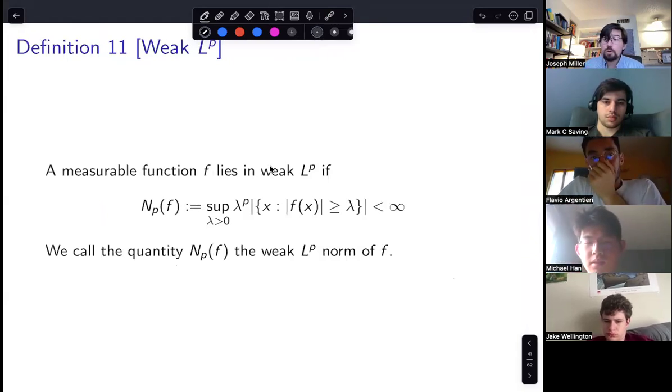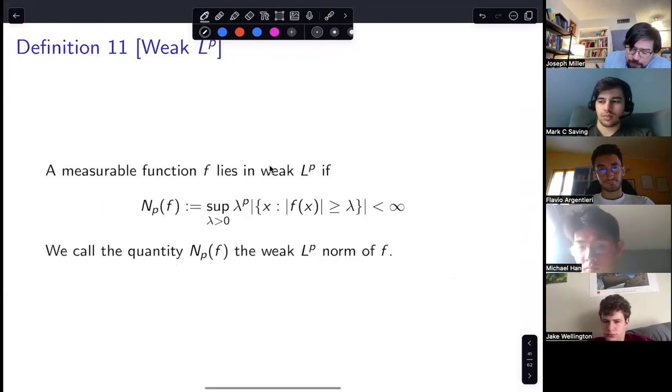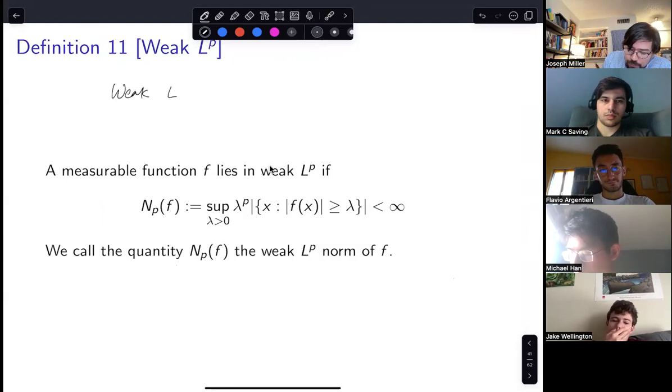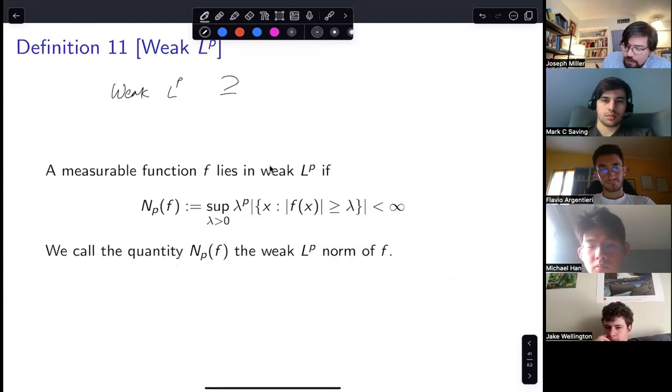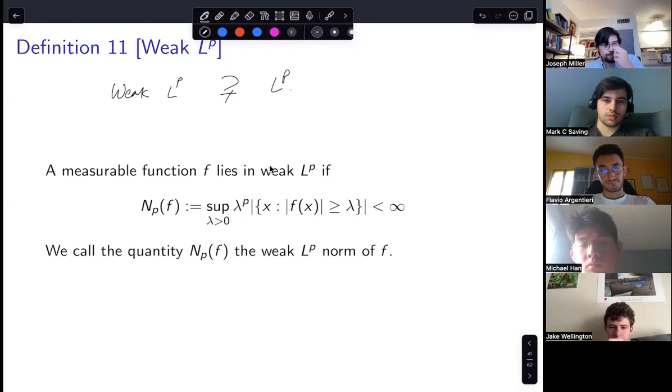Okay, I think there's one more definition I'll talk about, and then maybe we'll work on a problem. This is weak L^p. In general, weak L^p is bigger than L^p, and actually there are things which are in weak L^p but not in L^p. So it's a generalization that still cares about the L^p norm in some sense.